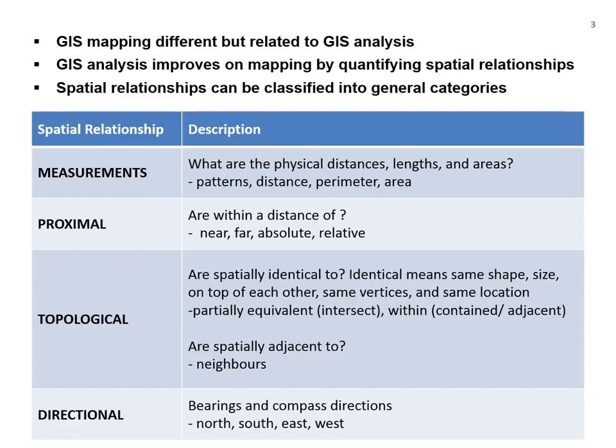The spatial relationships can be classified into the general categories of measurements, where we determine physical aspects such as patterns, distances, and so on. Proximal, where we determine what is near and what is far. Topological, where we determine connectedness and neighbors. Directional, where we determine compass directions, and this is closely related to the first category about measurements. We will explore all of these categories in more detail.